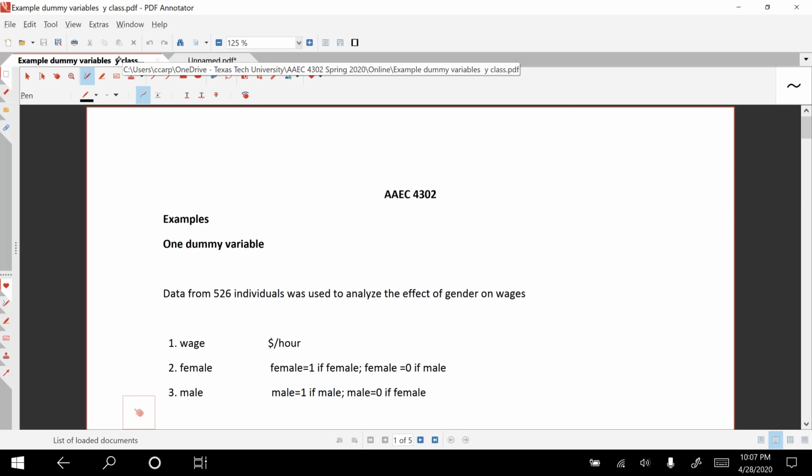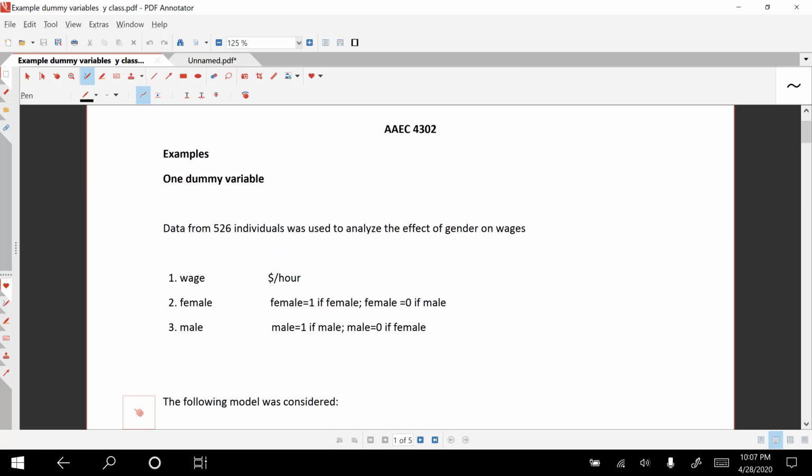Okay, so this is the example. We have data from 526 individuals. It was used to analyze the effect of gender on wages. That's a discussion, it's even a current discussion. Some people talk about the gender gap in wages. So we have the wage, and we have potentially two dummy variables, one for female and one for male.